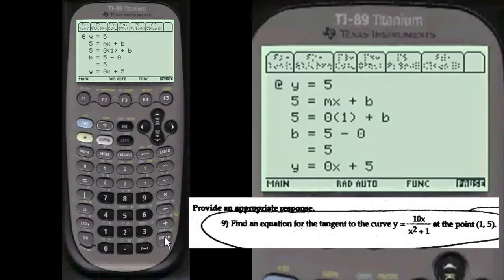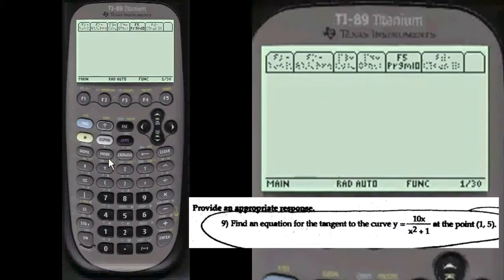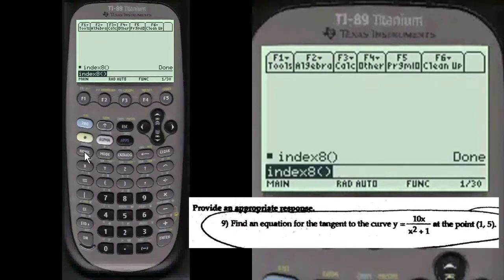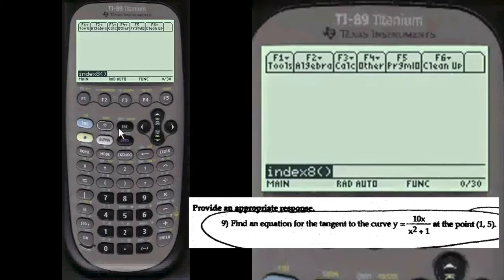I'm going to graph this for you right now and show you what actually has happened. So we're going to quit. We're going to go to 3 and we're going to quit. I'm going to go back to the home screen. I'm going to clear the calculator screen by pushing F1 and 8, which clears the whole screen. And we're going to graph.